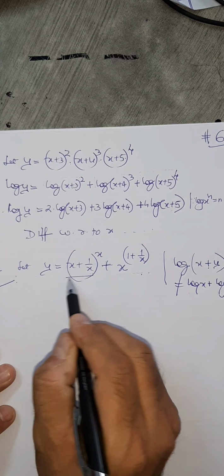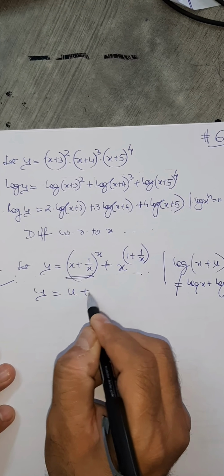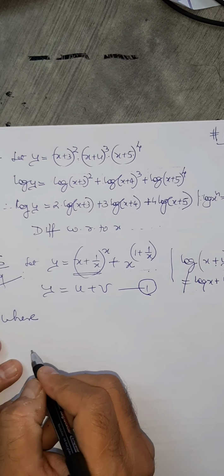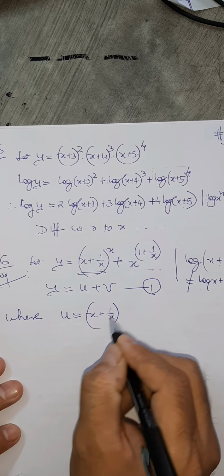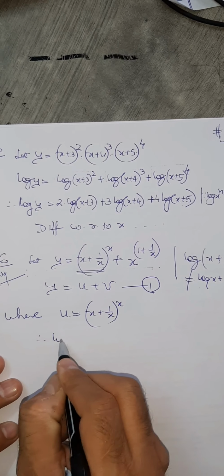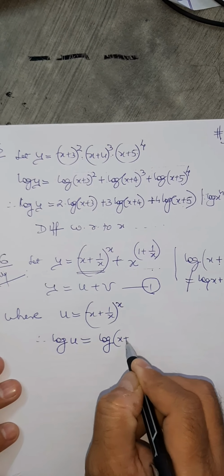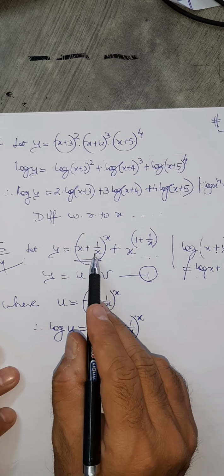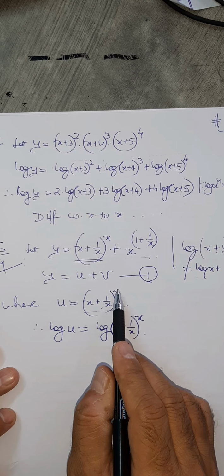So what I'll do, I'll take this separately as u. So let's write y equals u plus v, and I'll call this 1. Where u is the first function, that is (x plus 1 upon x) the whole raised to x. And now I'll apply log on both the sides. So log u equals log of (x plus 1 upon x) the whole raised to x. You must have realized what I did. I have chosen one function separately and applied log, because this is a variable raised to variable form.